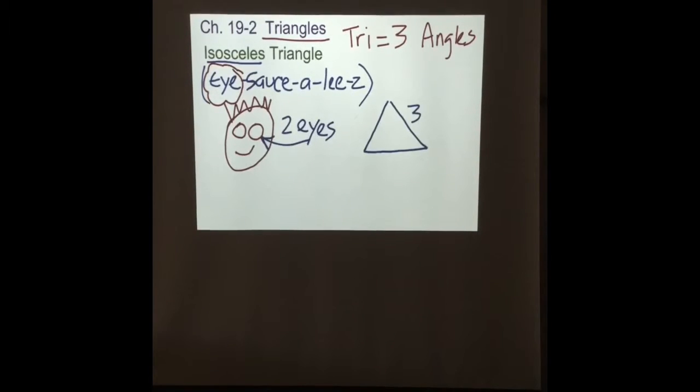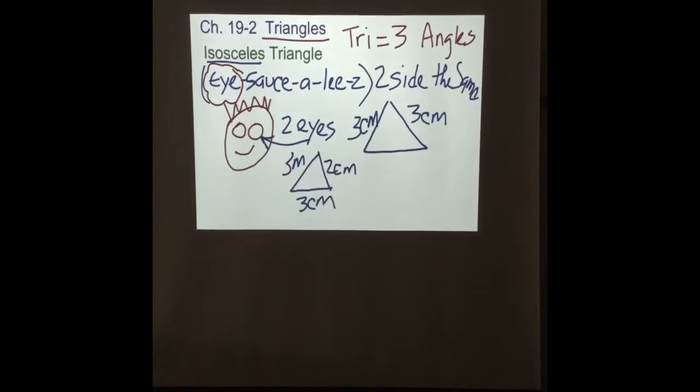So let's say this is 3 centimeters on this side. This would be 3 centimeters on this side. Two sides are the same. Well, then that would mean that two of them are the same. Even if one of them's on the bottom, it could be turned in any direction, as long as you have two sides that are the same. Okay, this side and this side. This side is supposed to be the same as this side. Okay, so you guys got that? Two eyes, isosceles, two sides.